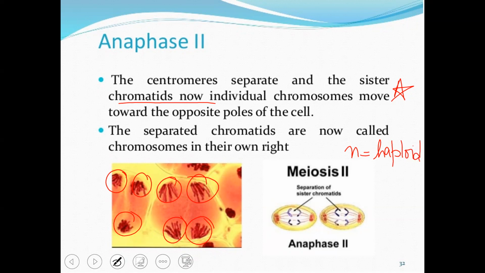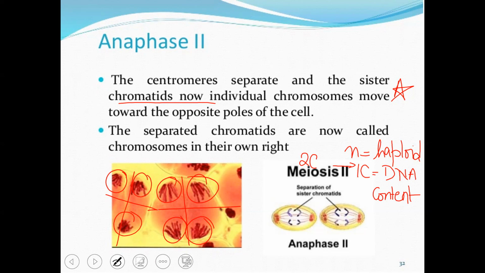Now, from the DNA content, if it was 2C in the initial parental cell, it would now be 1C. This is the DNA content. Anaphase again plays a very important role in the equal division of daughter cells. So 4 daughter cells are going to be formed after anaphase 2.